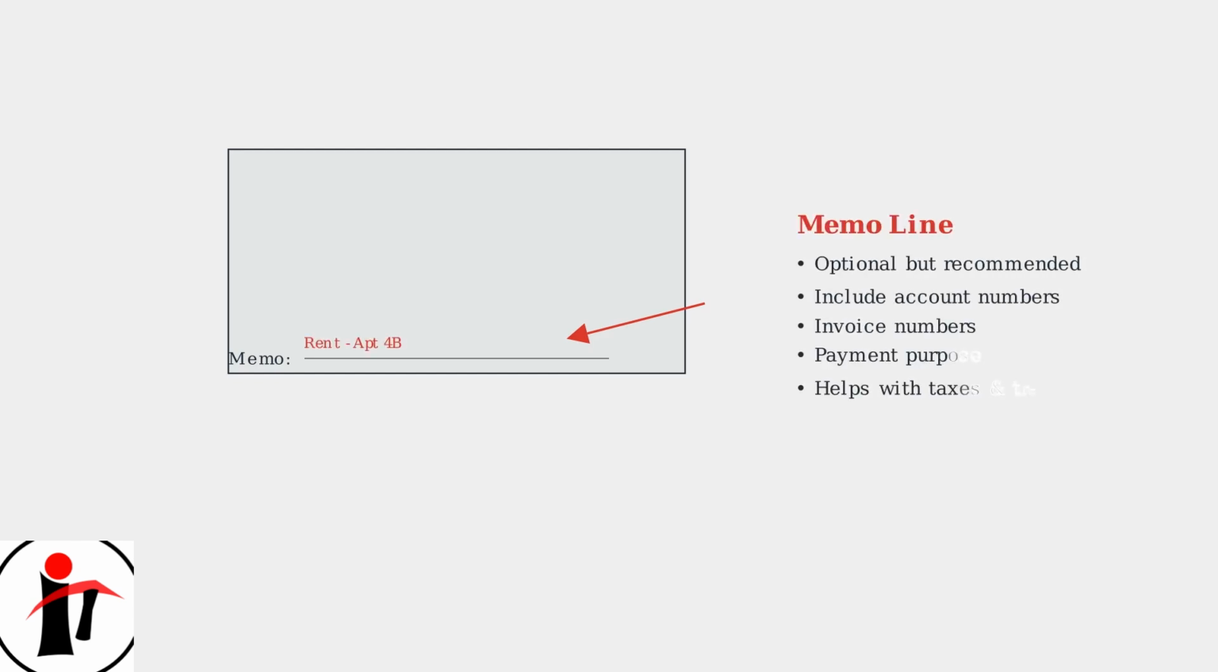The memo line appears at the bottom left of your check. While optional, it's highly recommended for record-keeping purposes. Use the memo line to include account numbers, invoice numbers, or the payment purpose. This information helps with tax preparation and expense tracking throughout the year.